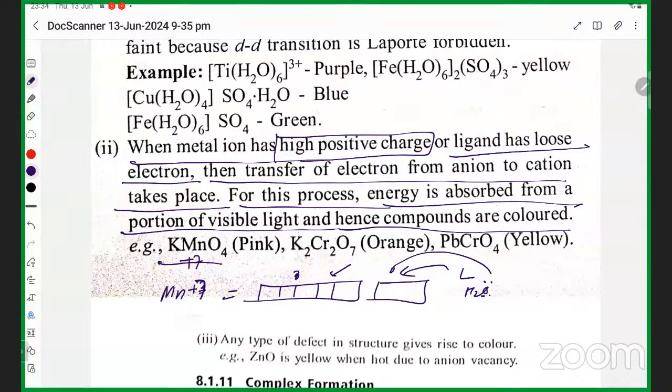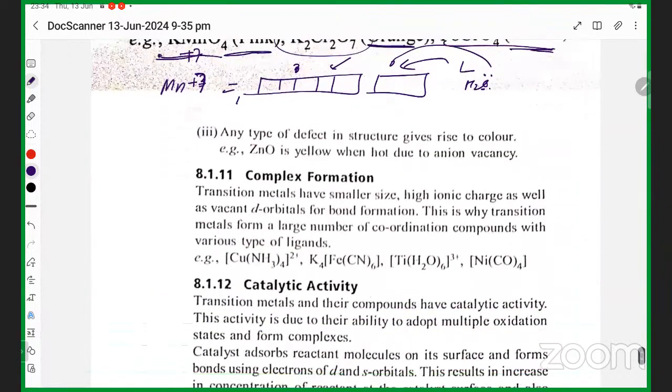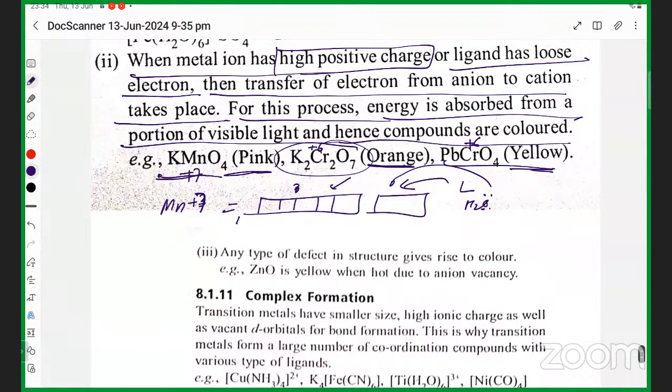So I am explaining two regions. One is d-d transition. The other is for compounds like K2Cr2O7, which is orange, KMnO4, which is pink, and PbCrO4, which is yellow. But they do not have any electron, here it is +6. But they are colored. How are they colored? Because of charge transfer. Getting it now?